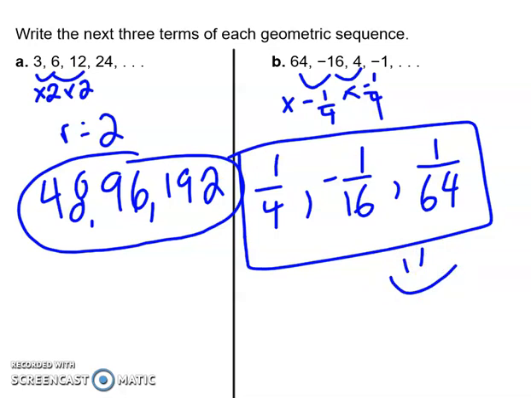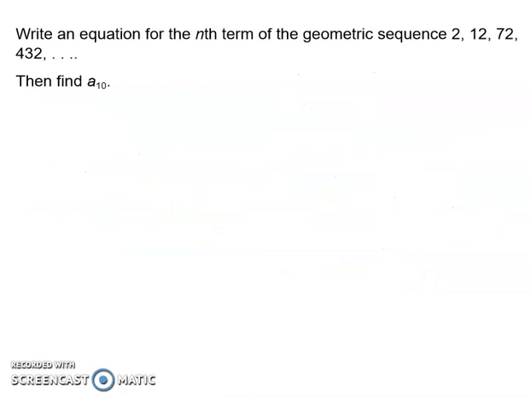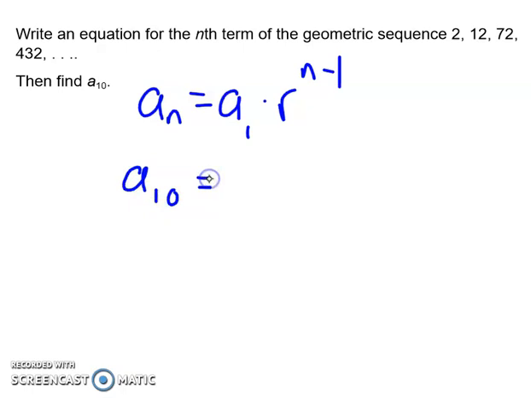Cool. Nice job. So in this problem, it says write an equation for the nth term of the geometric sequence 2, 12, 72, and then find a sub 10. So the first thing we want to do is always write out our formula or our equation. It's a sub n is equal to that first term times our ratio to the n minus 1 power. Well, I want to find a sub 10. My first term is going to be 2.